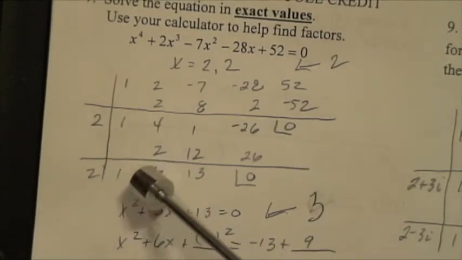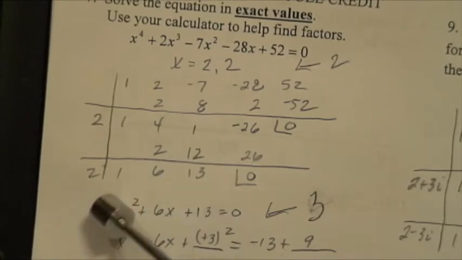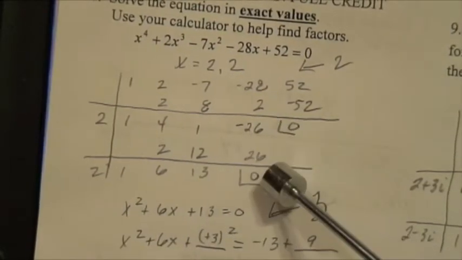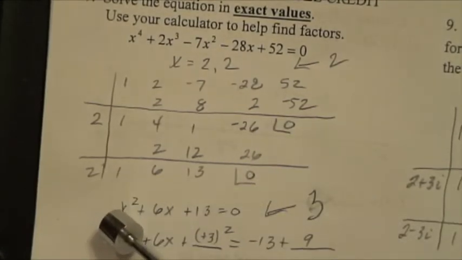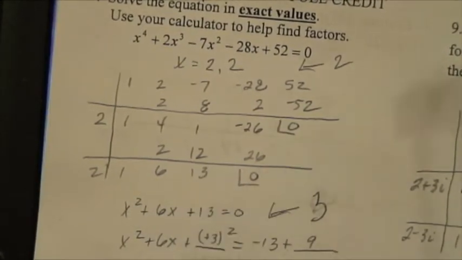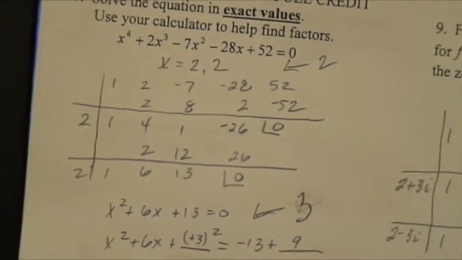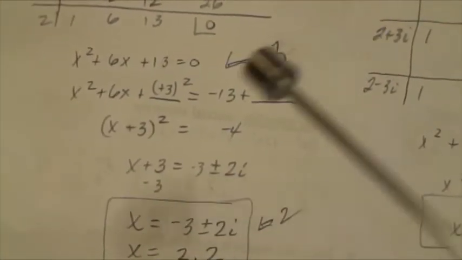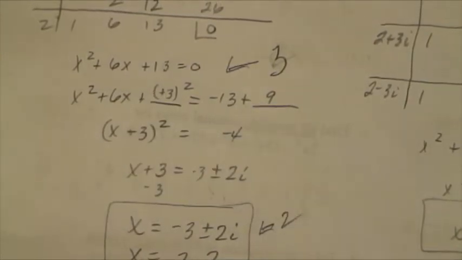Bring down the 1. 2 times 1 is 2, plus 4 is 6. 2 times 6 is 12, plus 1 is 13. 2 times 13 is 26, minus 26 is 0. 1x squared plus 6x plus 13 is equal to 0. Again, we will do completing the square. So it doesn't factor. We're going to subtract the 13 over to the other side.